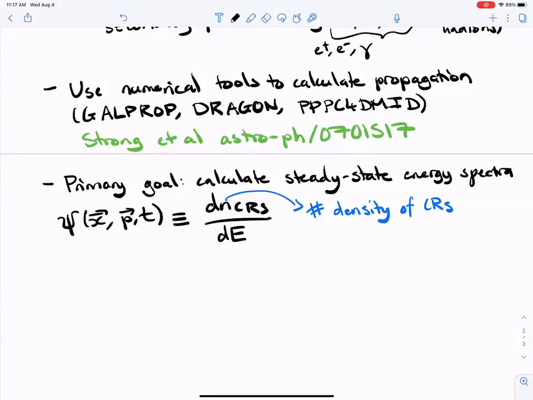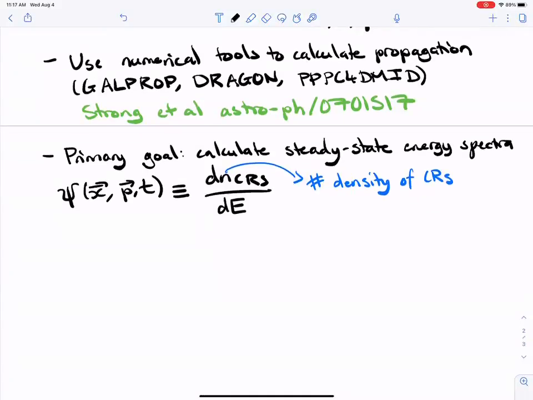So for the purpose of this, I'm ignoring redshifting, but it's a good question. When we talk about photons and neutrinos, we will have to worry about redshifting because we do see photons and neutrinos from way outside our galaxy.